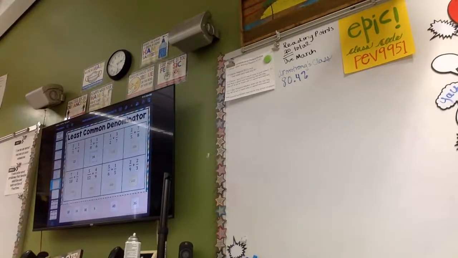Let's look at the next one. 1/2 plus 3/7. 14. Some of them you can just look at them and you know. How about the next one? 2/5 plus 7/8. 40. Okay? The last 4 will be for you to do on your own.